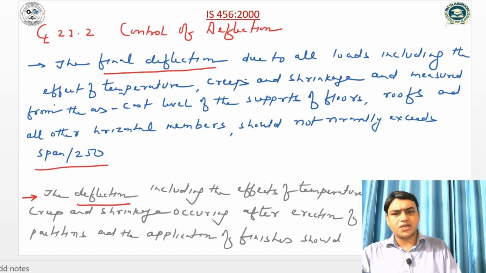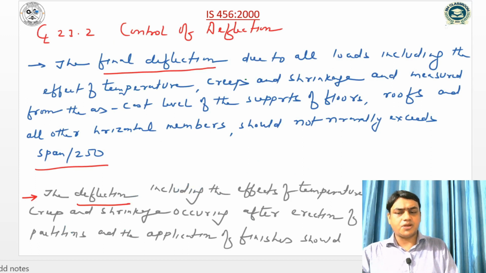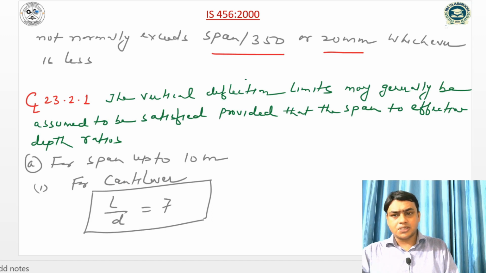Similarly, the code also says that the deflection including the effect of temperature, creep and shrinkage occurring after the erection of partition and the application of finishes should not exceed the span by 350 or 20 mm, whichever is less. So we have to remember this. The final deflection is span by 250, and the deflection including the effect of temperature, shrinkage and creep should not exceed the span by 350 or 20 mm, whichever is less.